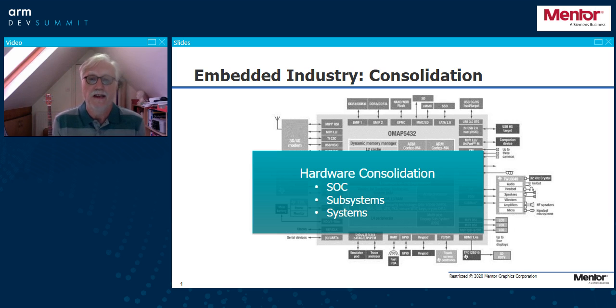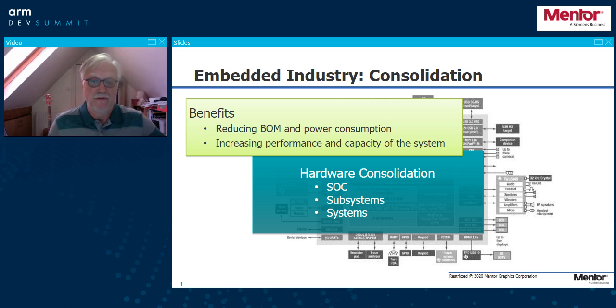The hardware consolidation is one aspect of it, simply the building of system on chips. And this is bringing together multiple systems and subsystems onto a single piece of silicon. The benefits of doing it, the positive side of it, is we reduce costs. We cut down the bill of materials and we tend to save power as well. So many modern devices would not be possible without system on chip technology. At the same time, we can increase performance and we can increase the capacity of systems way beyond what we could do before. These are the things that multi-core brings us as benefits.